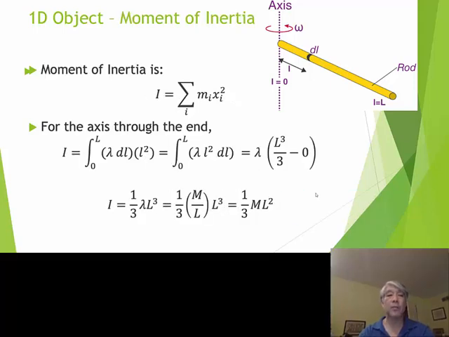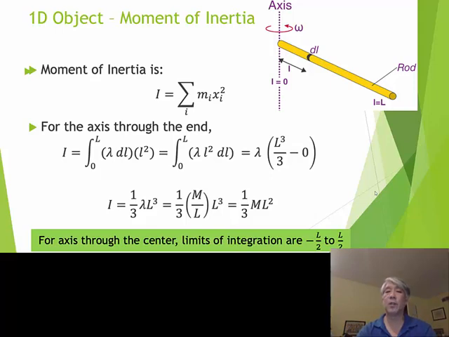Moving on to the moment of inertia now. Moment of inertia is the sum of m x squared. Going to calculus, it's the integral from 0 to L of the mass, again lambda dl, times L squared, how far it is from the pivot squared. Going through the process of integrating, we find that the moment of inertia is going to be 1/3 m L squared, which, if you recall, is exactly what you would get for a rod rotated about one end.